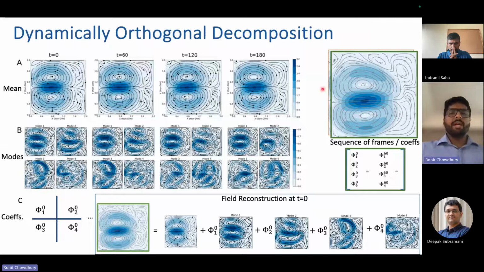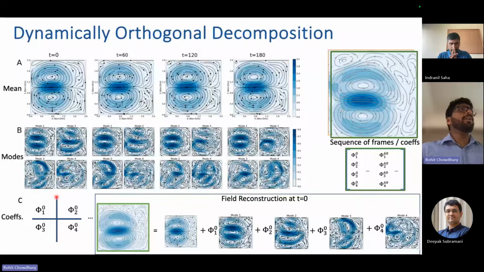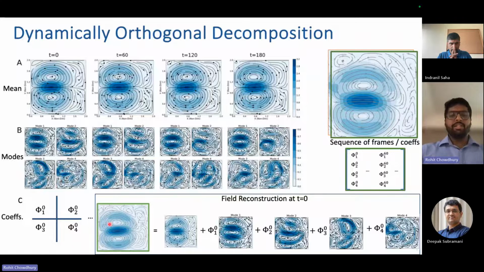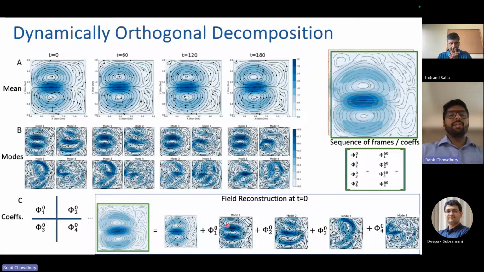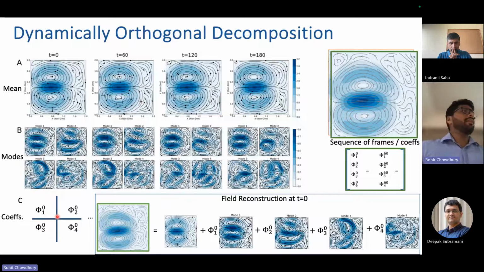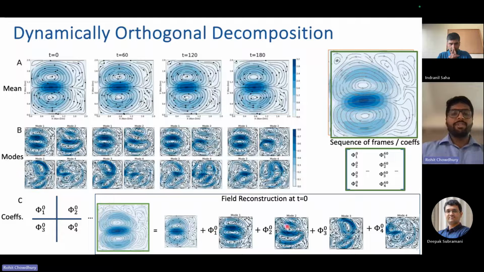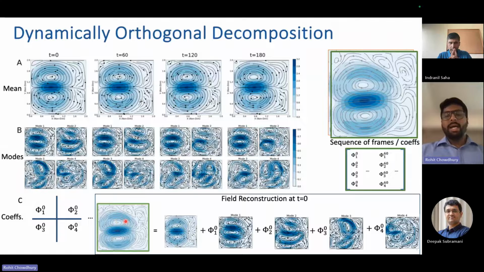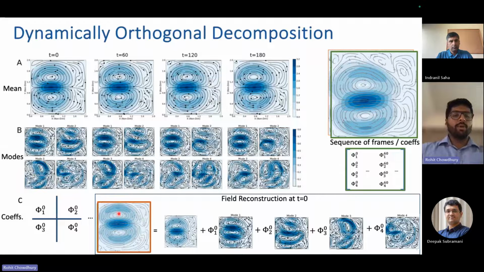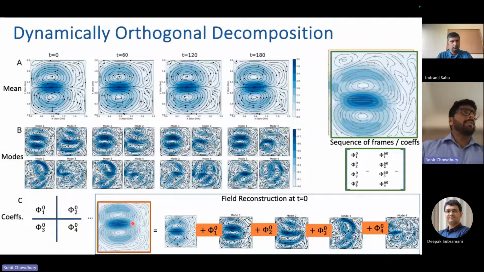And at any given time step, I can decompose this flow into a mean flow, a set of dominant modes and corresponding coefficients. And the idea is that this flow at, let's say, time step t equal to 0 can be expressed as a sum of the mean and a weighted sum of the modes, where the weights are nothing but these coefficients that we've already pre-computed. So the idea is that for a given set of coefficients, I have one sample of the flow. And let's say if I want another sample in this orange box instead of this green box, so this orange box is a new sample of the flow, I would just have to change the coefficients and I'd get a new sample.